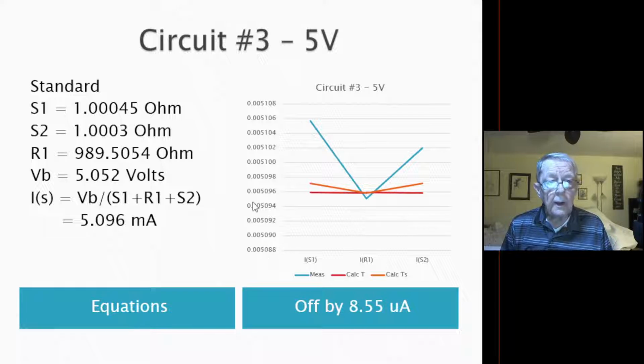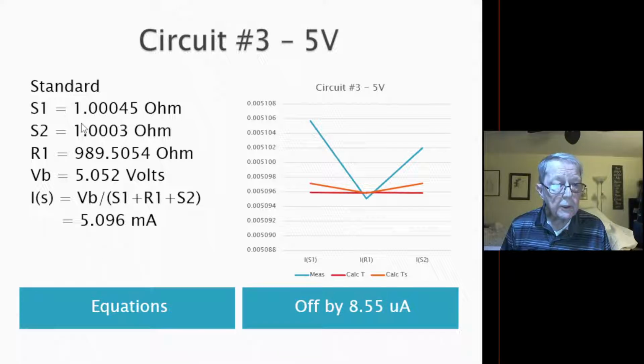Okay, now I'm going to go over a little bit of detail. One, I generated this composite graph, and I used circuit number 3 at 5 volts. And these aren't the equations.